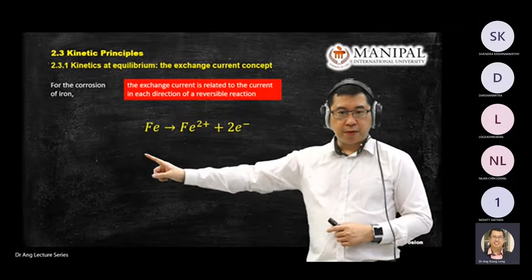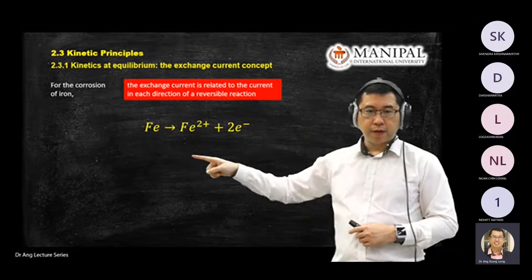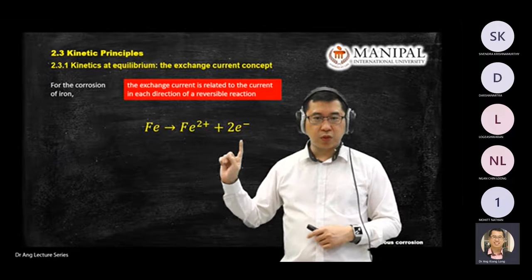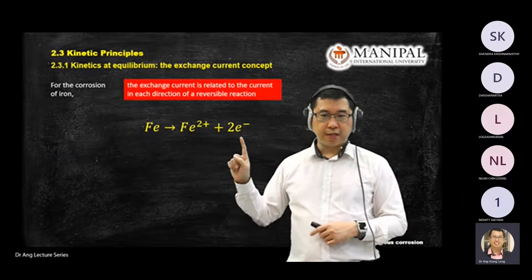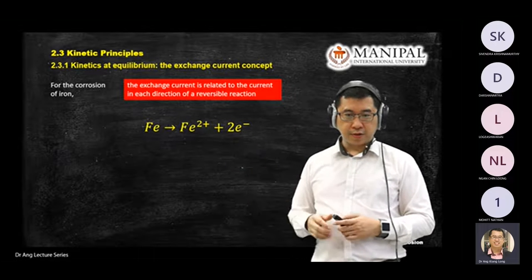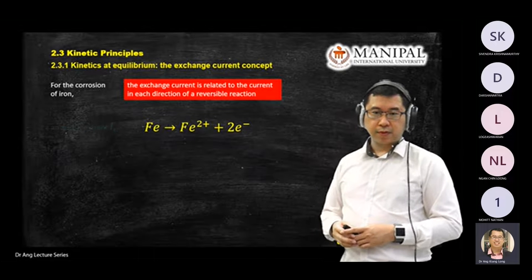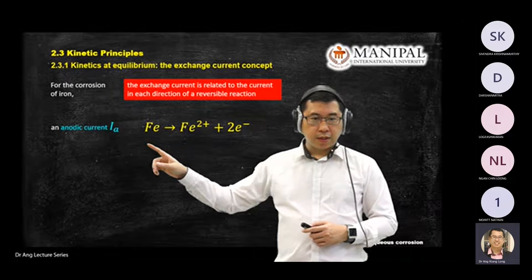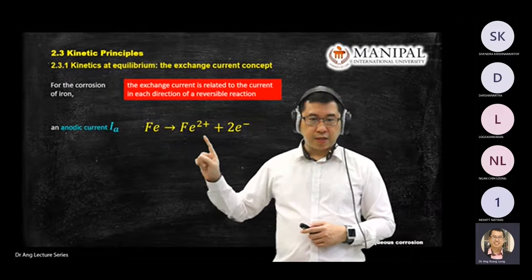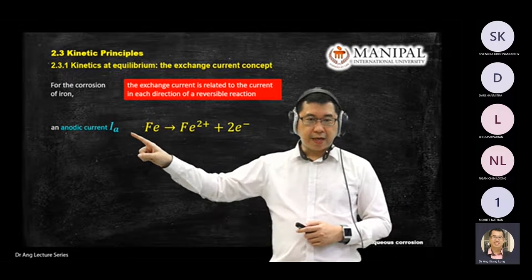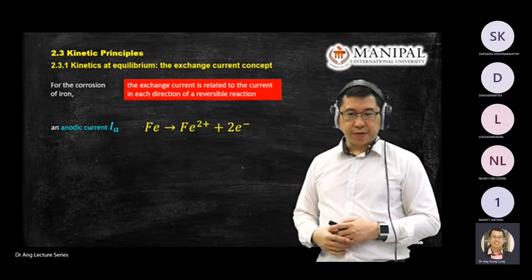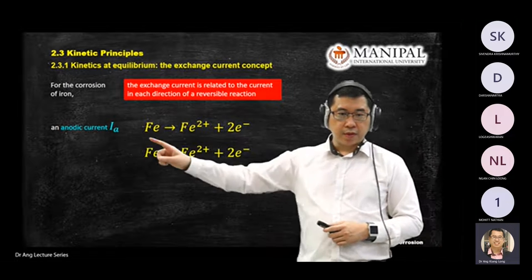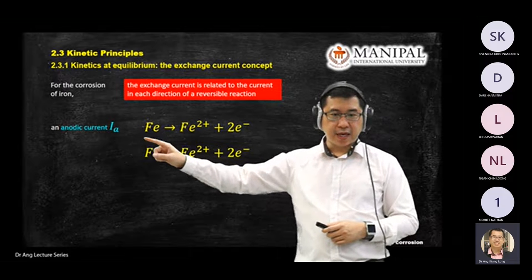So this one we've seen before. For iron, we've seen this equation before. Iron can break into iron 2+ and an electron. This reaction, we park under anodic current. We label it as IA.